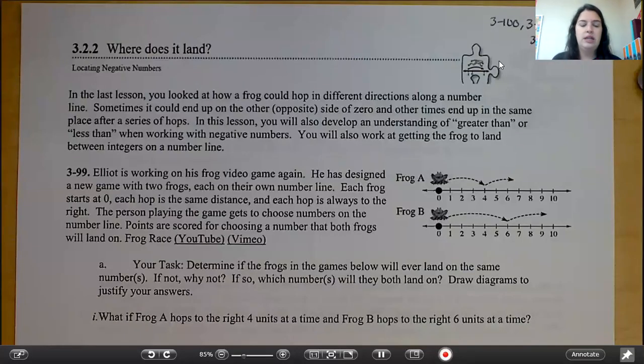It's called Where Does It Land? Locating Negative Numbers. Please follow along as I read the introduction.